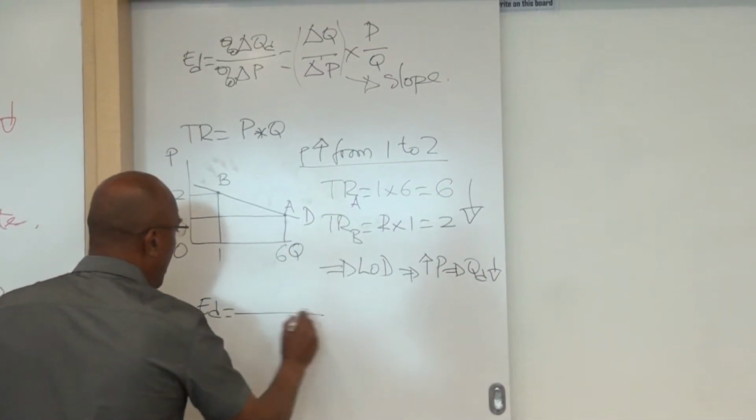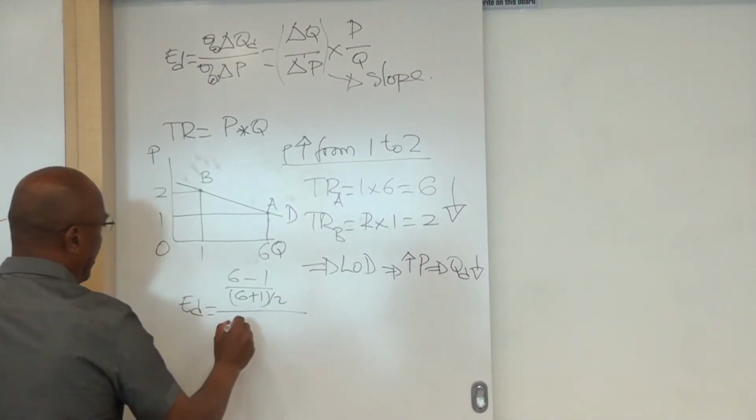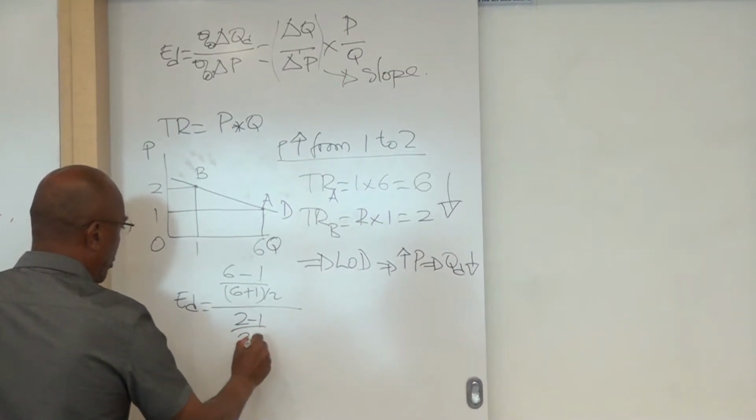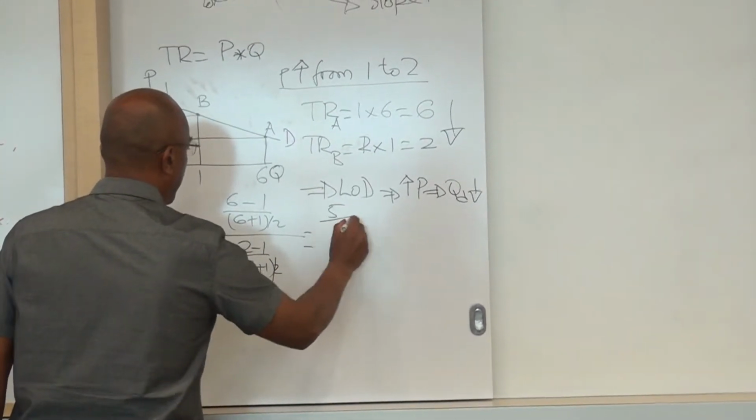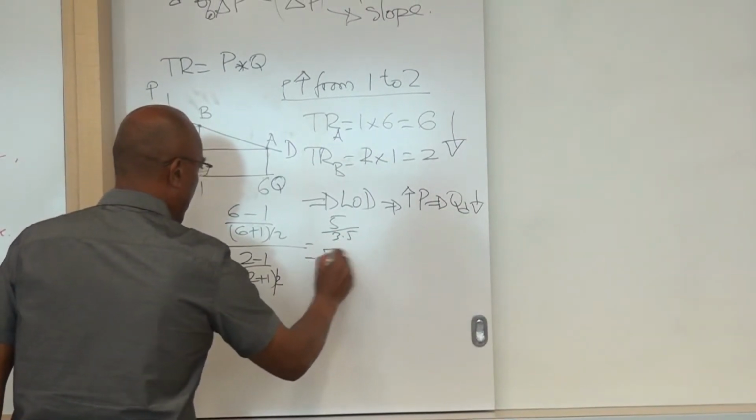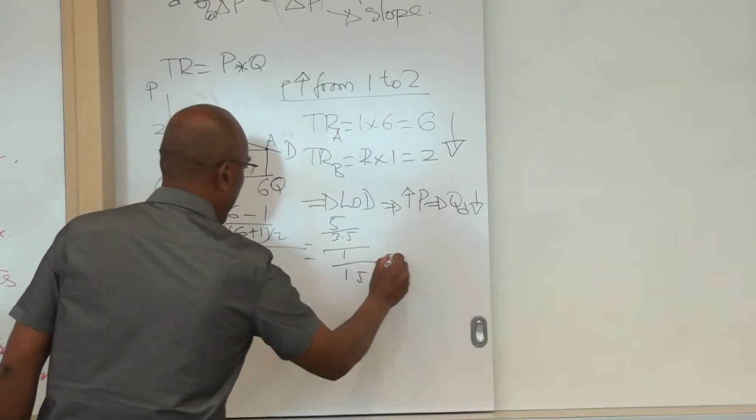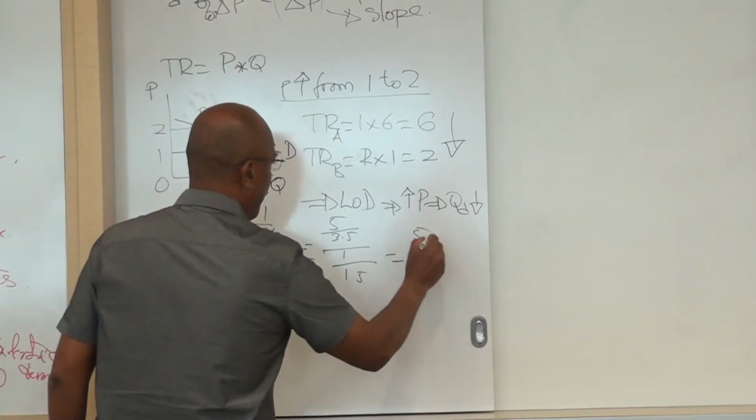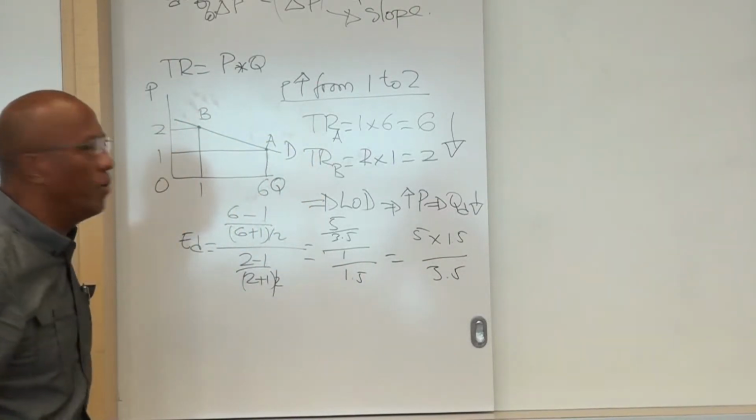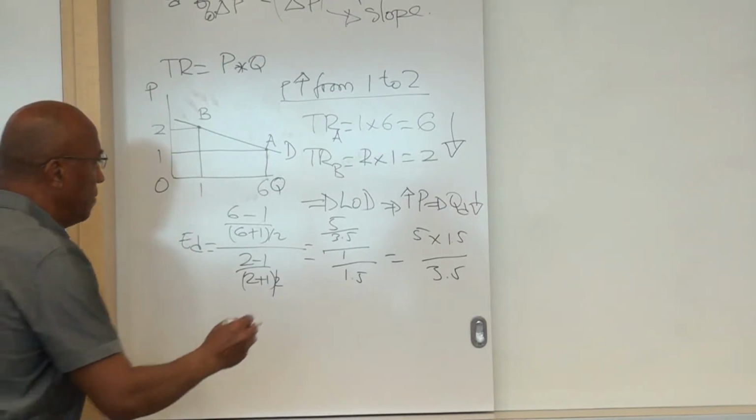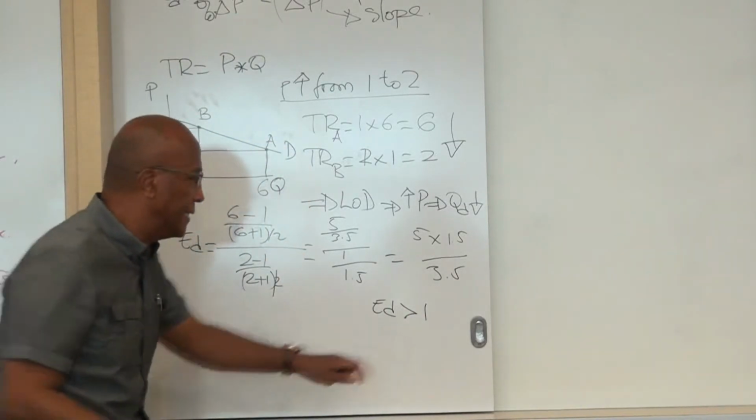Elasticity of demand will be equal to change in quantity first, 6 minus 1 divided by 6 plus 1 divided by 2, divided by 2 minus 1 divided by 2 plus 1 divided by 2, and that is equal to 5 divided by 3.5, divided by 1 divided by 1.5, which is also equal to 5 times 1.5 divided by 3.5. If you look at this number, you can deduce that the elasticity of demand is greater than 1. So that is elastic.